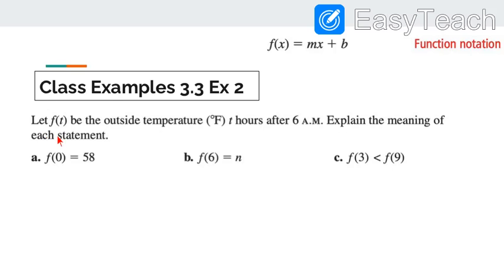Alright, our next example says, determine what each of these mean in context of this situation. Before we jump into there, just remember a few things. The input is the x value, whereas the entire thing is the output. So this here is the input.